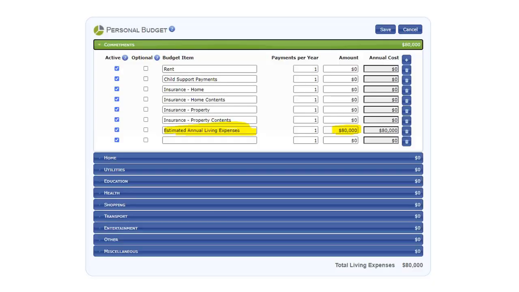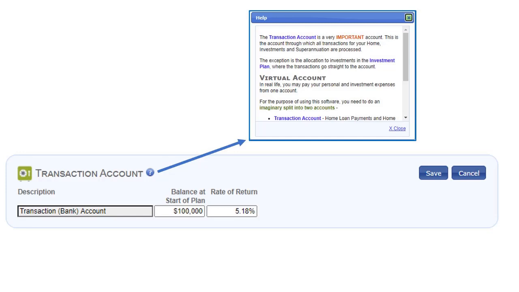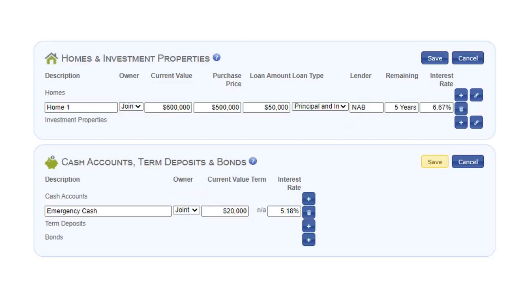For the budget, just one annual amount has been entered. It is strongly recommended that you create a full detailed budget of your living expenses. The transaction account, which acts as a checking account for investments, home ownership and superannuation, is always a joint account. The home and the emergency cash accounts are also joint accounts.